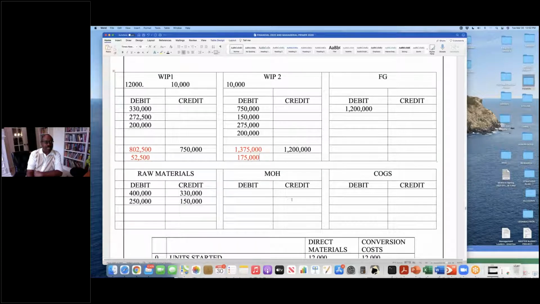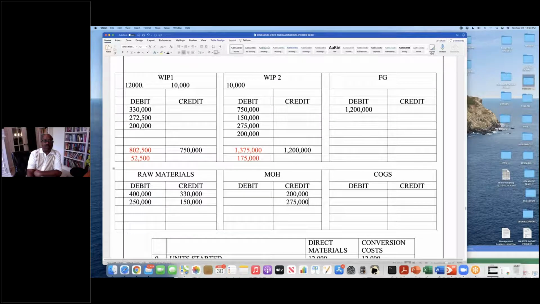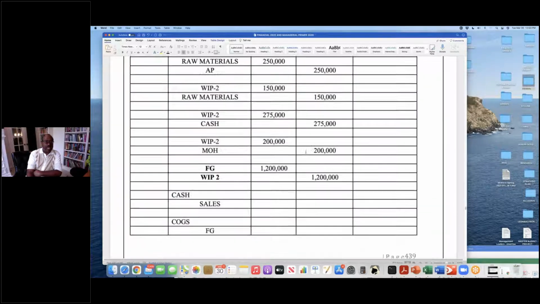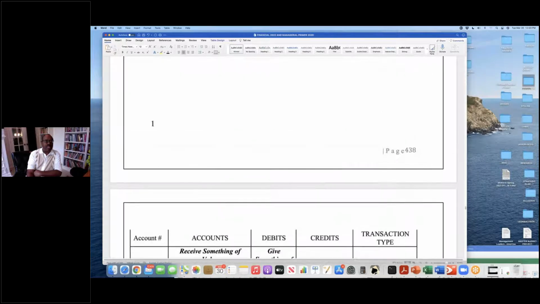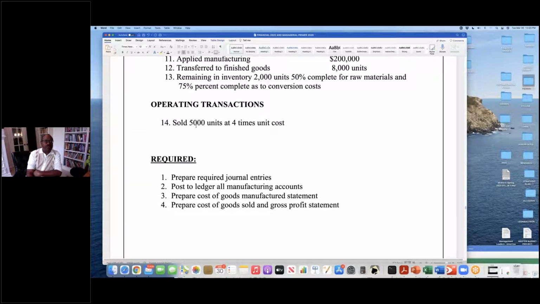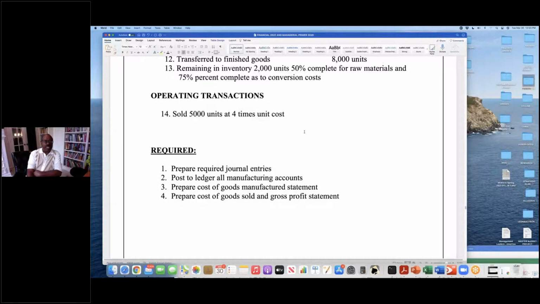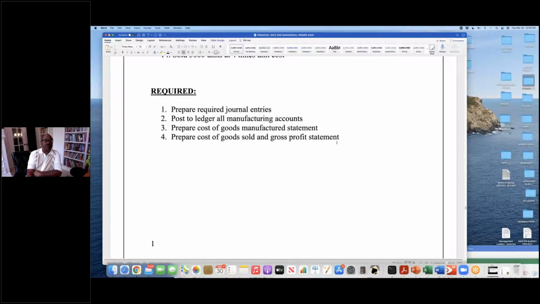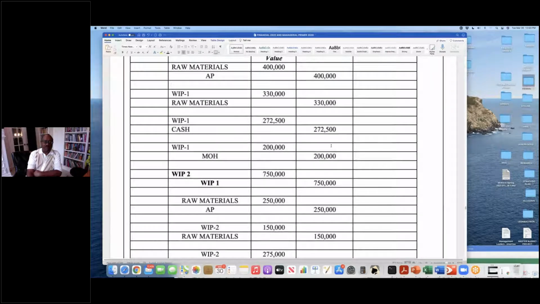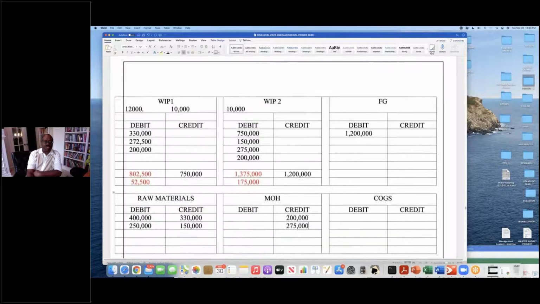Now credit overhead would have been 200,000. Work with the actual cost. Okay, let's see what happens next. Sold 5,000 units at 4 times the unit cost. So what's the cost? Unit cost of 20,000.